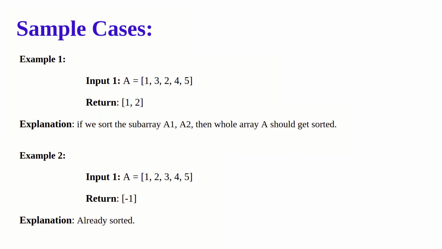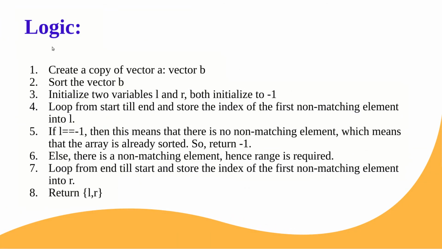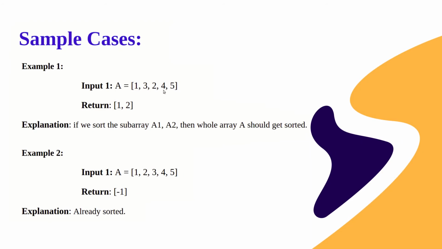In some problems like these, we need to compare with another array. In this case, we need to compare it with the sorted array. So let's start with that logic. Just create a copy of vector A, suppose vector B. Why create a copy? Because we need to maintain the original order as well. When we create a copy, we will not be making any change to the original array.